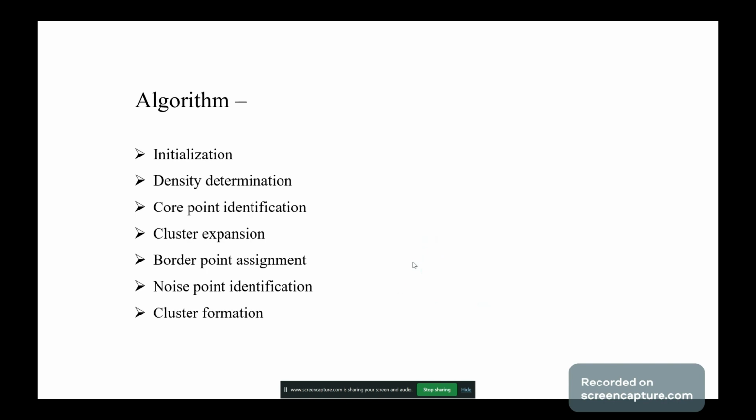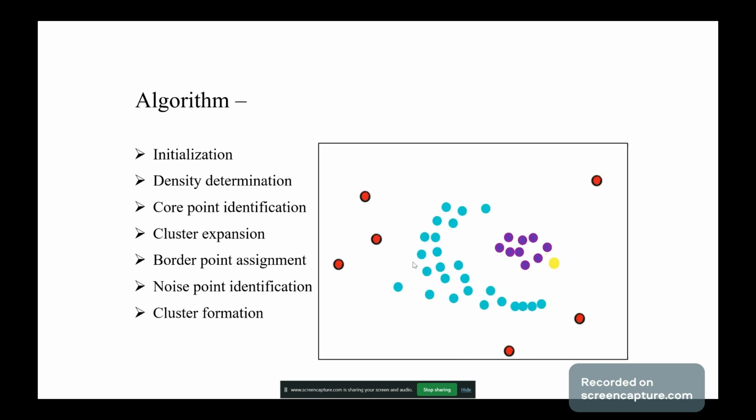Number 7, cluster formation. As the algorithm iterates through the data points, it begins to form clusters around the core points, expanding to include border points within their epsilon neighborhood. Each cluster consists of a set of core points interconnected through density-based connectivity.